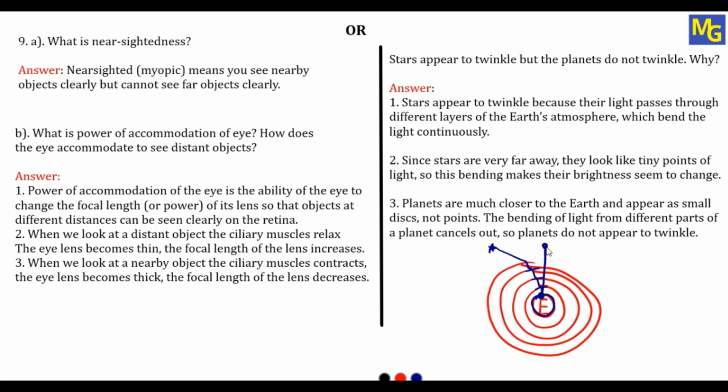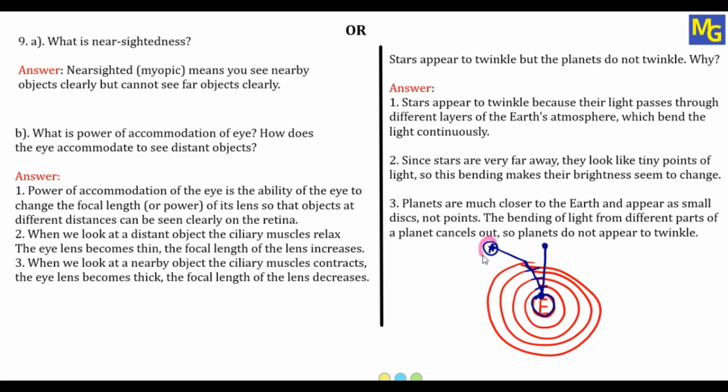So the apparent position of the star also will be different. As well, because of this continuous refraction in the atmosphere, the star will appear as if it is twinkling. So this is the reason. Now see the next point. Since stars are very far away, they look like tiny points of light. So this bending makes their brightness seem to change. So this is the answer for the second question.